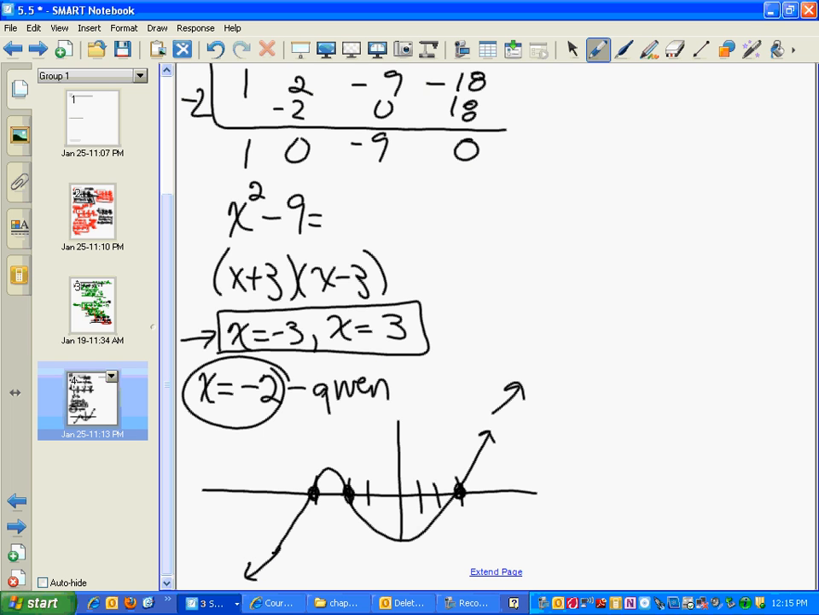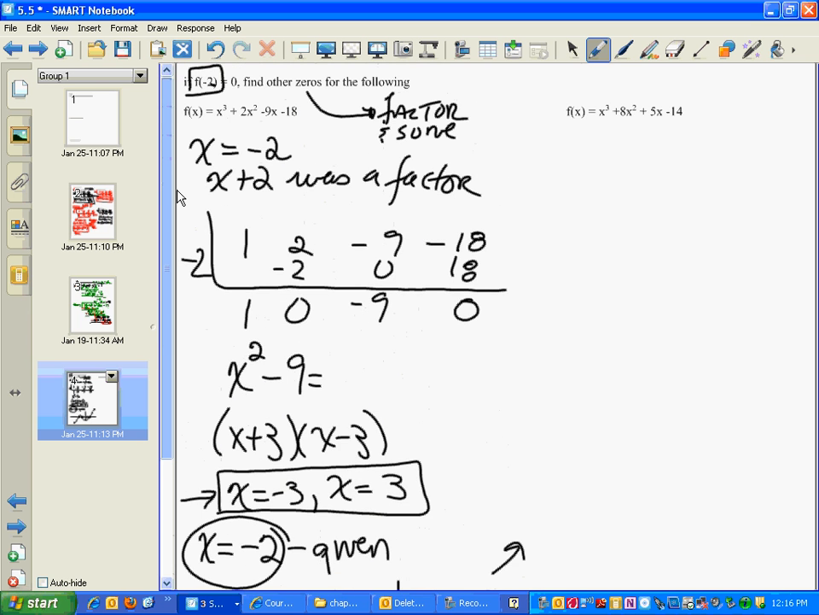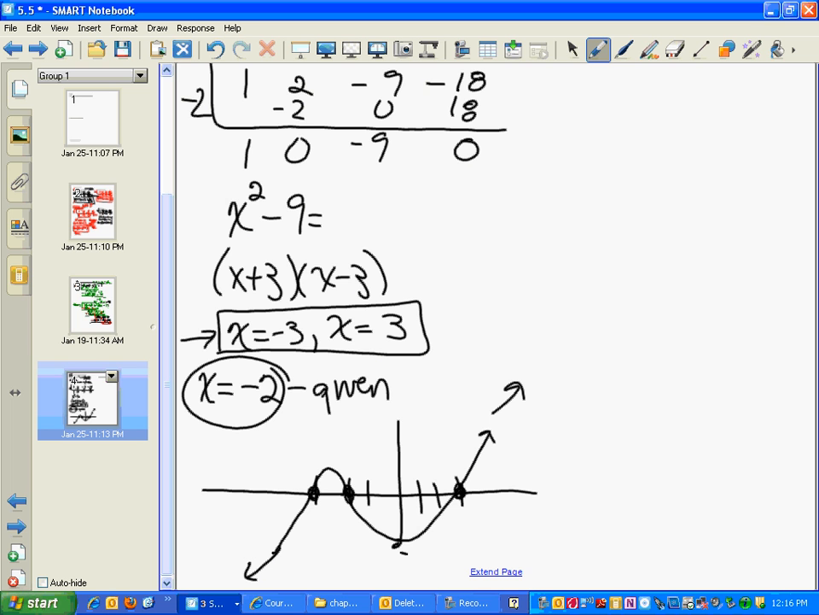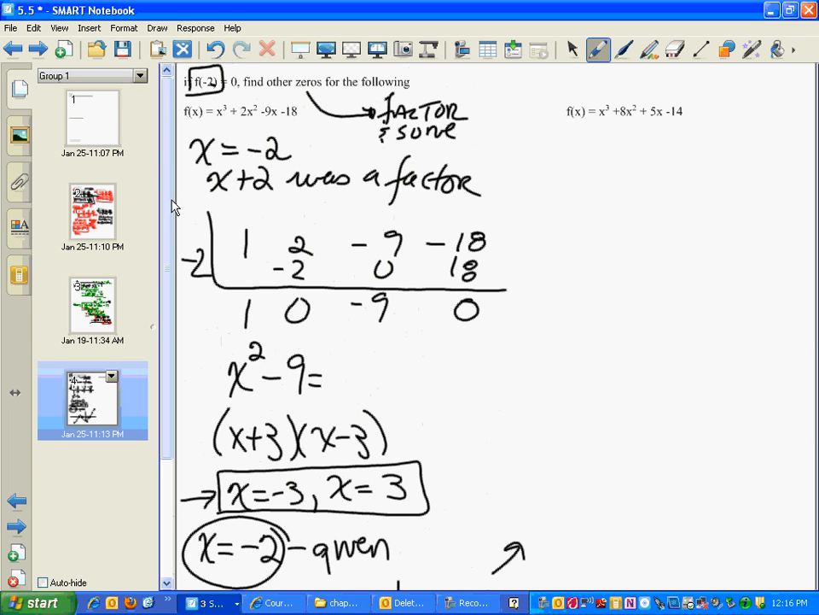Did you follow that? We can find where it crosses the y-axis. And where does it cross the y-axis? At negative 18. So this value down here is negative 18. That's your y-intercept. When x is 0, this term drops out, this term drops out, this term drops out, and we're left with y equaling negative 18, right?